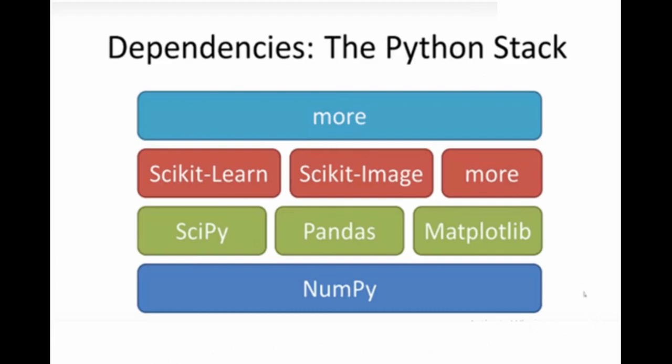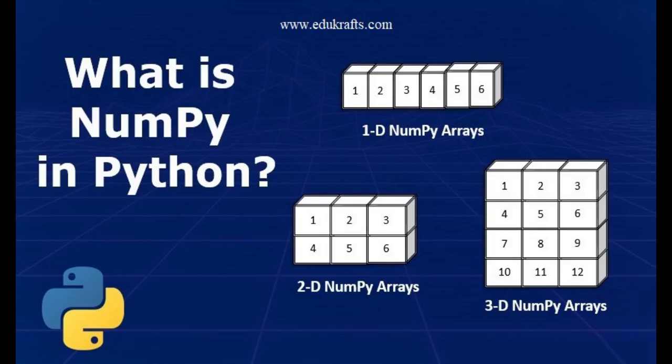Now what actually is NumPy? NumPy is n-dimensional arrays. Just look at this diagram: it has one-dimensional, two-dimensional and three-dimensional arrays. All are of a homogeneous data type, all the data types are the same, and it has a lot of functions which make the job easier.